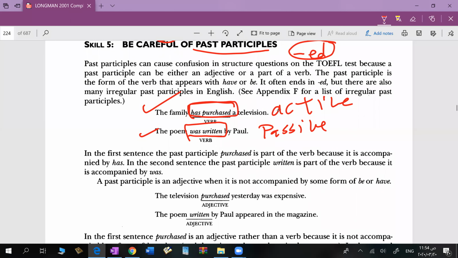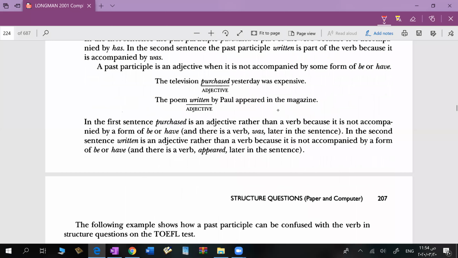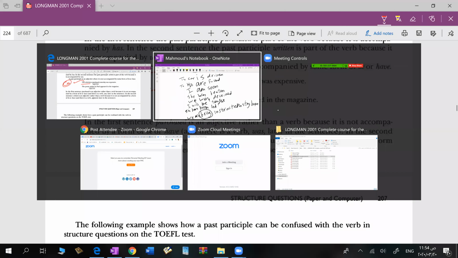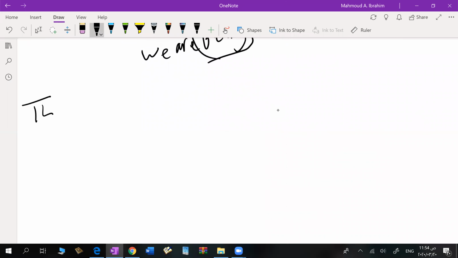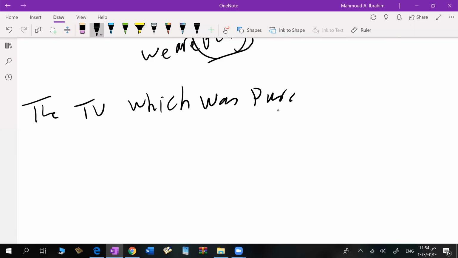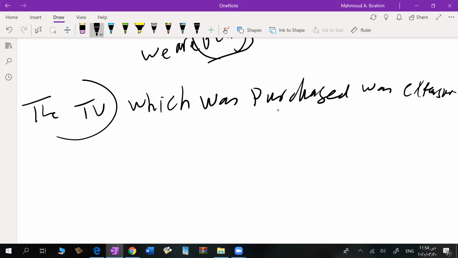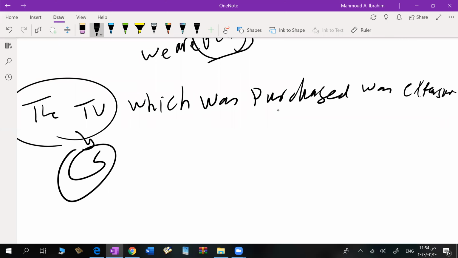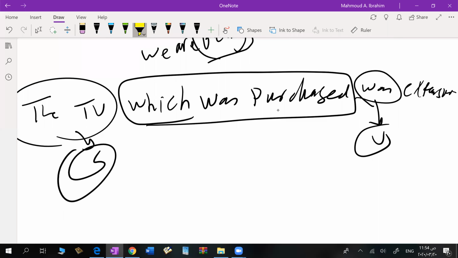Okay. So the television purchased yesterday was expensive. We have here television, which is the subject. Purchased, again, it's more or less the same rule. The TV, which was purchased, was expensive. This is the sentence. The TV is the subject, and was is the verb, and all this is what? What's this? Can somebody tell me what's this? Relative clause. Thank you very much.